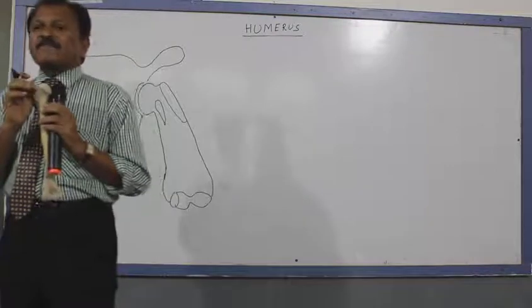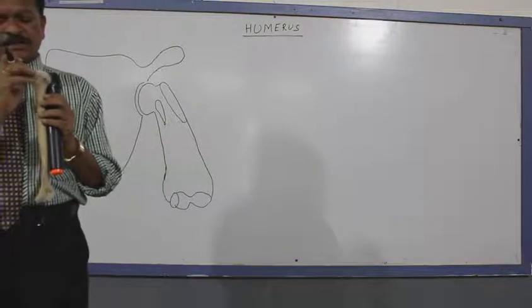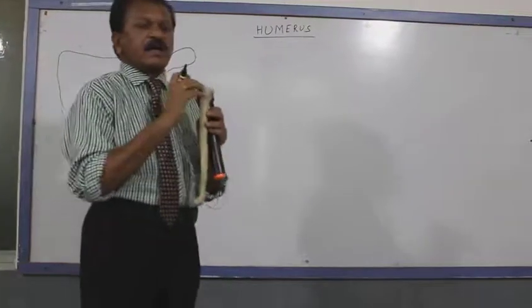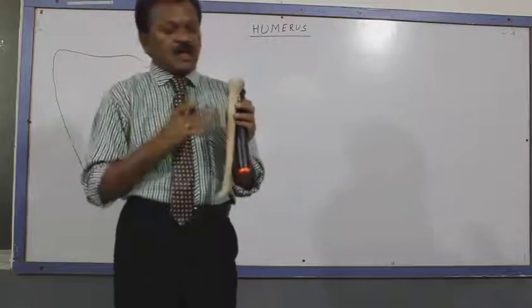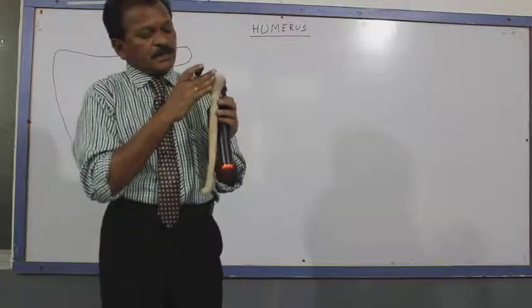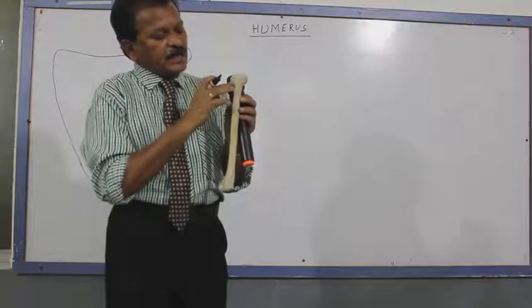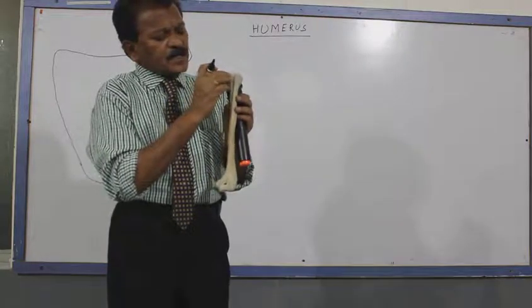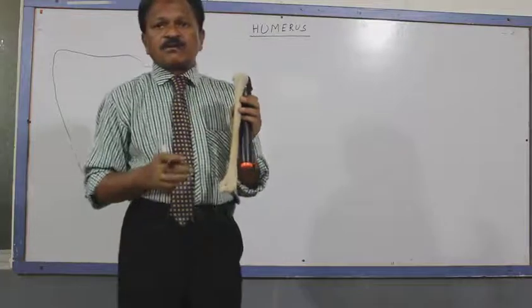The superior surface receives some muscle attachments, and the lateral surface gives the prominence to the shoulder. This one is the anterior border. And the lesser tubercle is placed anteriorly, and it is separated by the intertubercular sulcus.